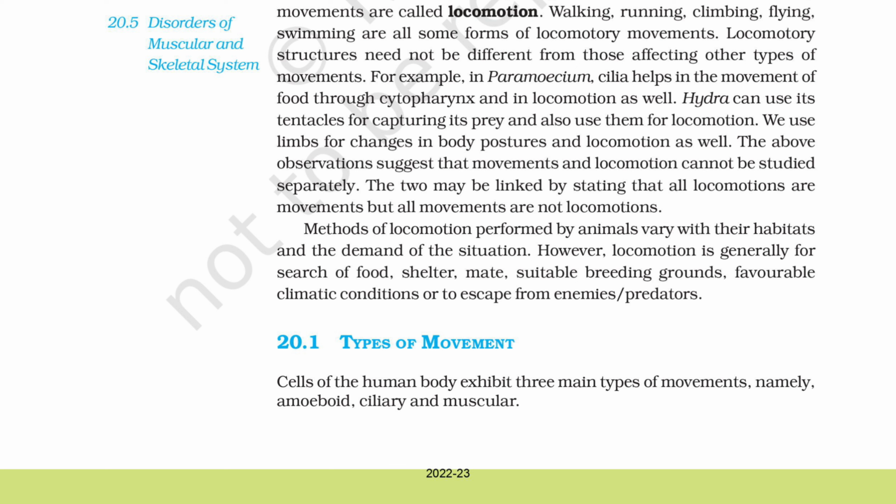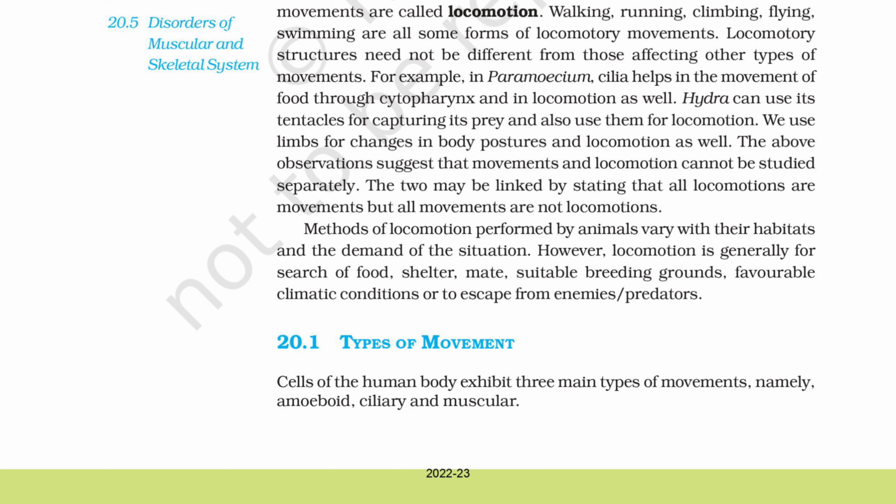Locomotory structures need not be different from those affecting other types of movements. For example, in paramecium, cilia helps in the movement of food through cytopharynx and in locomotion as well. Hydra can use its tentacles for capturing its prey and also use them for locomotion. We use limbs for changes in body postures and locomotion as well.